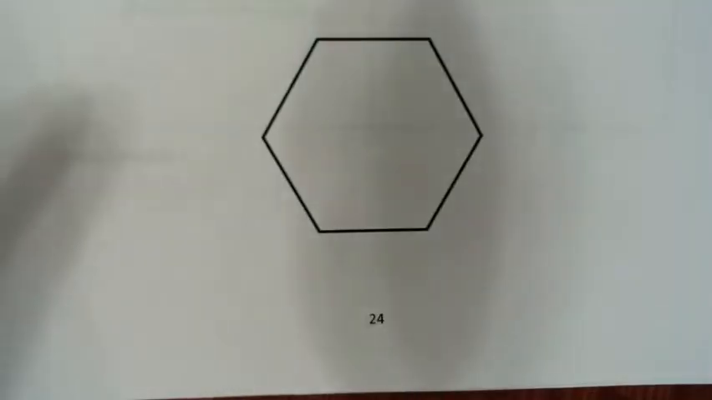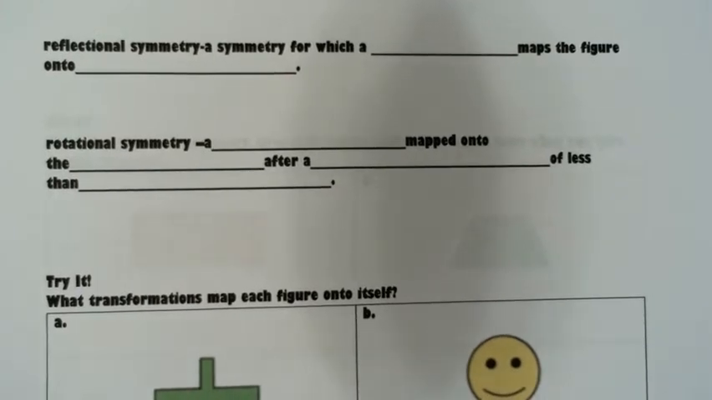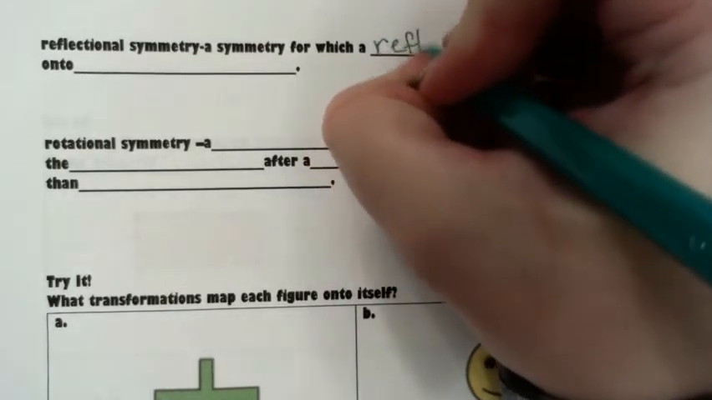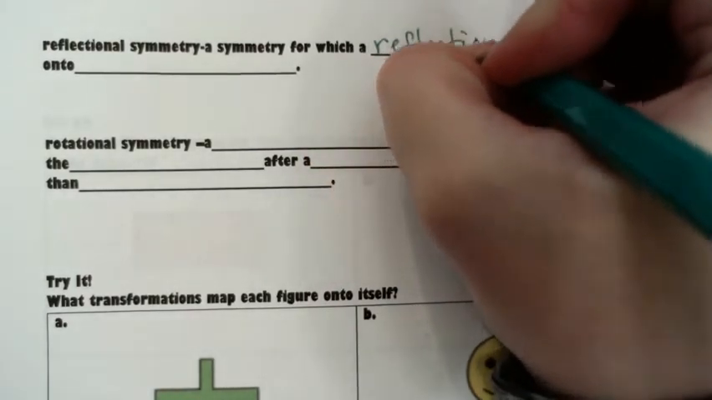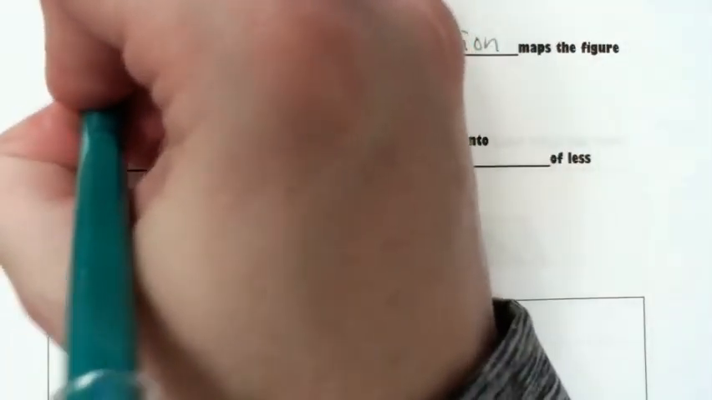We're going to go ahead and jump to this definition. I'm going to go ahead and just do this on paper rather than digitally this time. Hopefully you guys can read it. It says that a reflectional symmetry is a symmetry for which a reflection maps the figure onto itself.